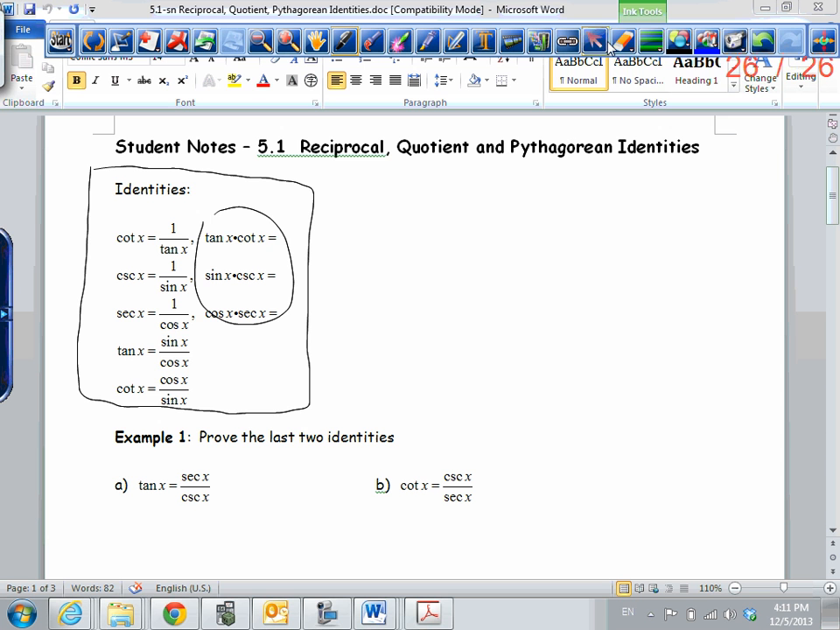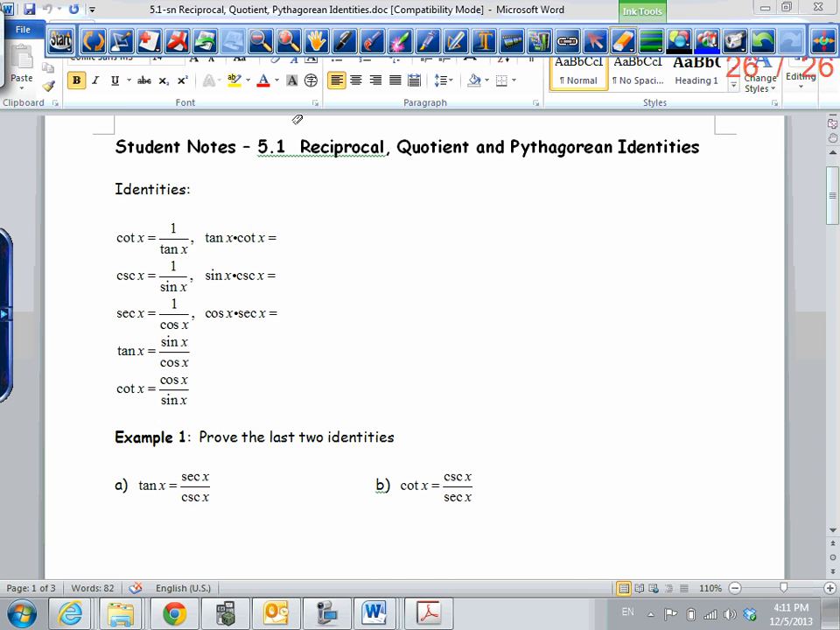Now let's talk about what I circled there. If I take tangent and I multiply it times 1 over tangent, what do you think is going to happen? You got tangent over 1, 1 over tangent, all that cancels out, and you get 1. It's the same thing for sine and cosecant, because cosecant is 1 over sine. Same thing for cosine and secant, excuse me. So let's use those properties a little bit.